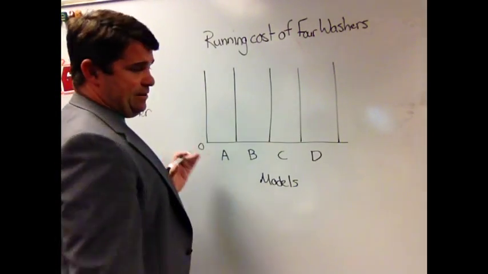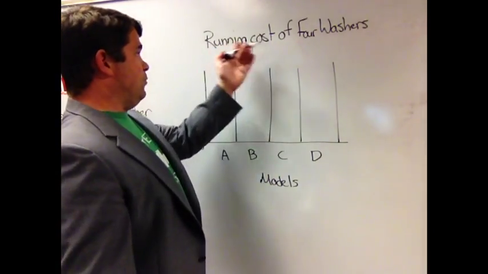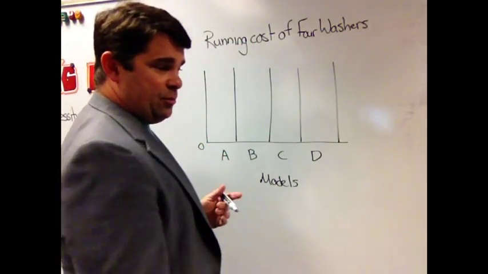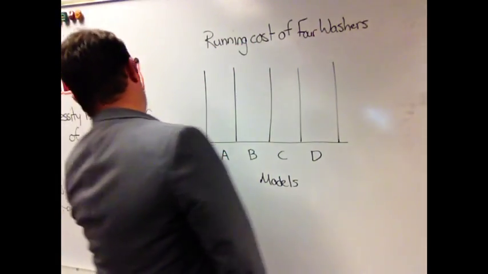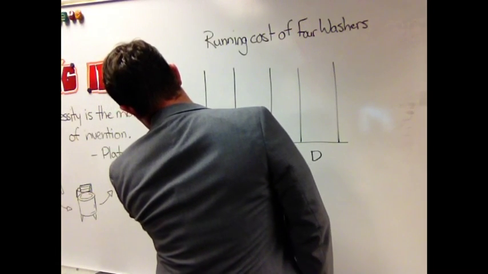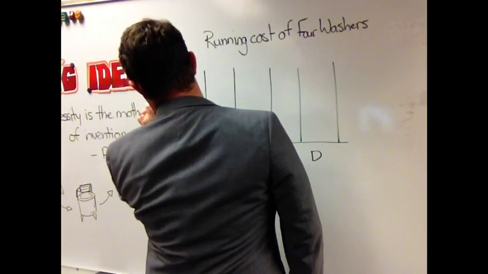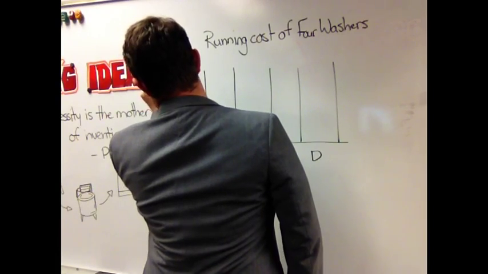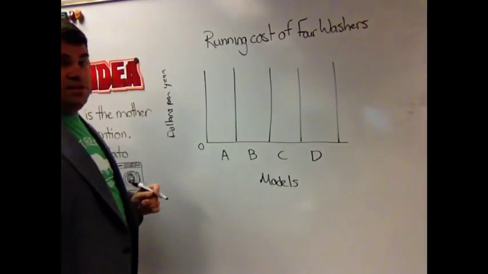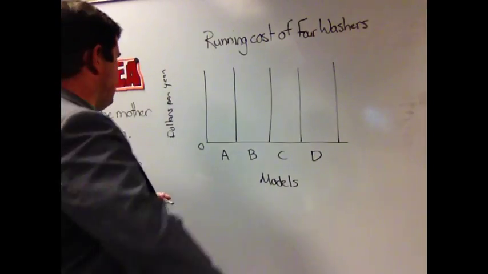Now, what do we put on the side? Well, what does it say? We want to do the running cost. So the column we're going to look at is dollars per year, it says. Dollars per year. It's a lot easier for you guys because you can turn your book sideways.